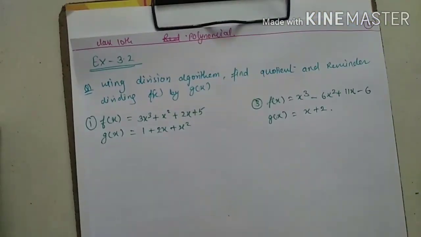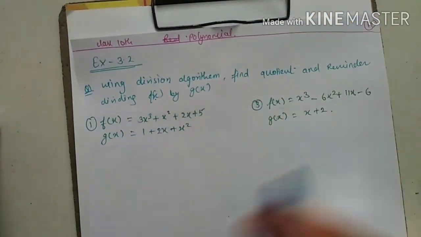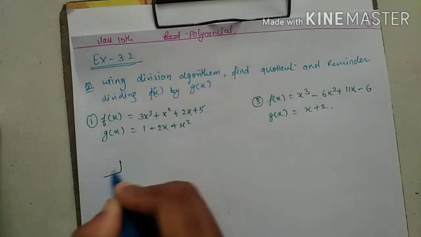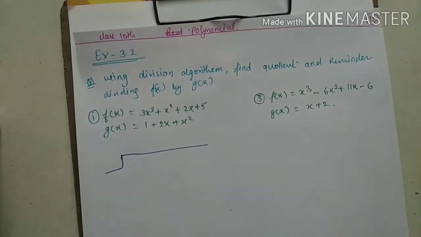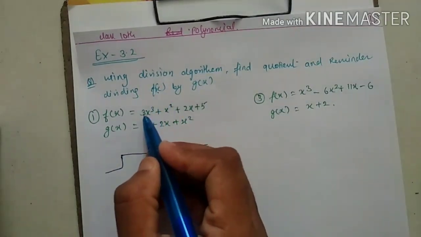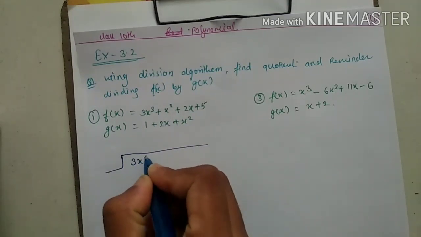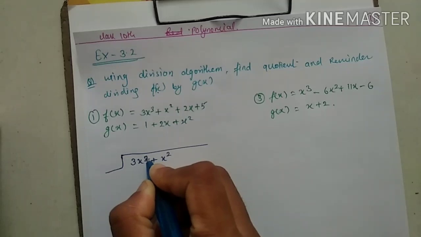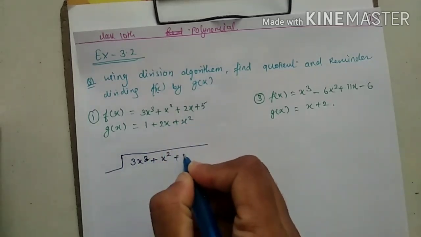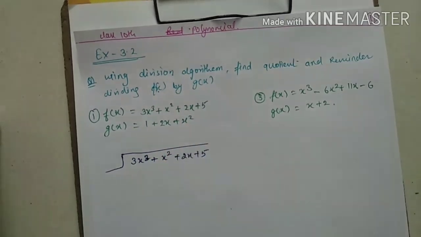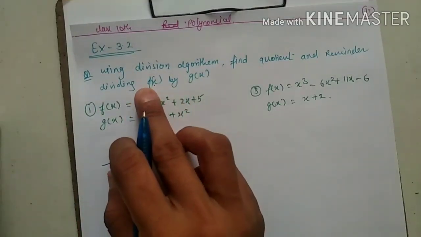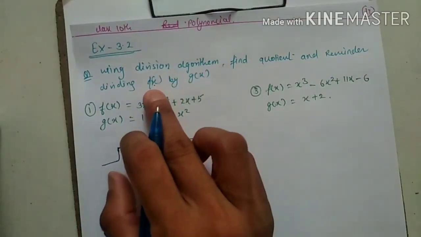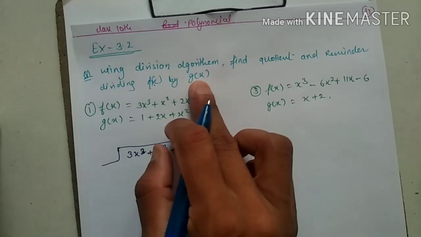Now understand. We have to divide f(x) by g(x). As you know, there is a format to divide, I think you have done it many times. So f(x) is your dividend. You always write the dividend inside this, correct or not? First of all, understand which one is my dividend and which one is my divisor. The question is already saying f(x) by g(x), it means f(x) is the dividend and g(x) is the divisor.